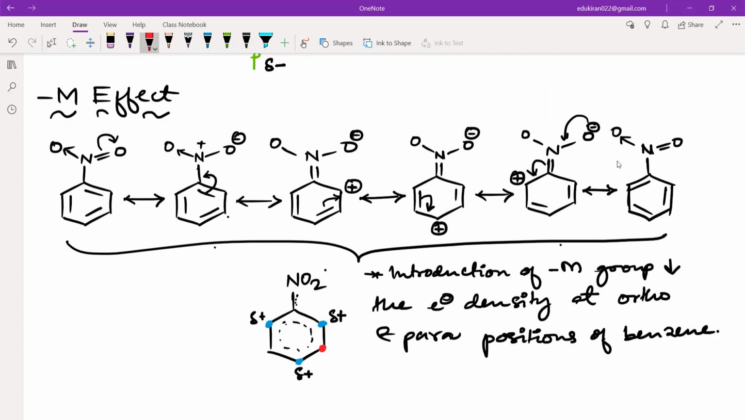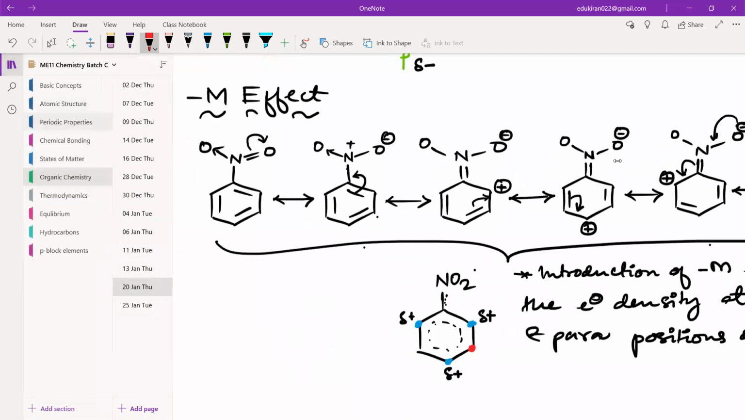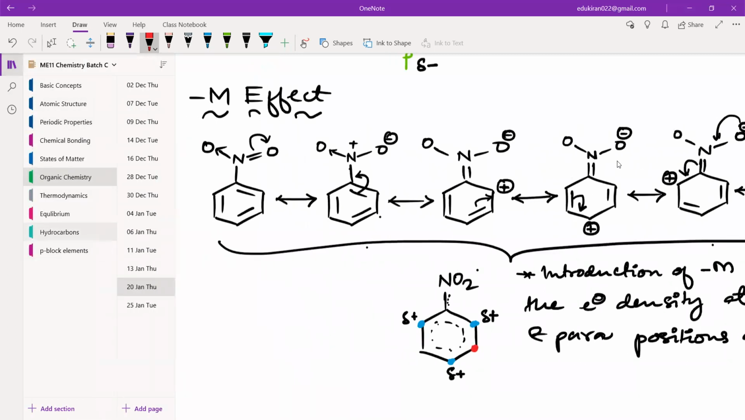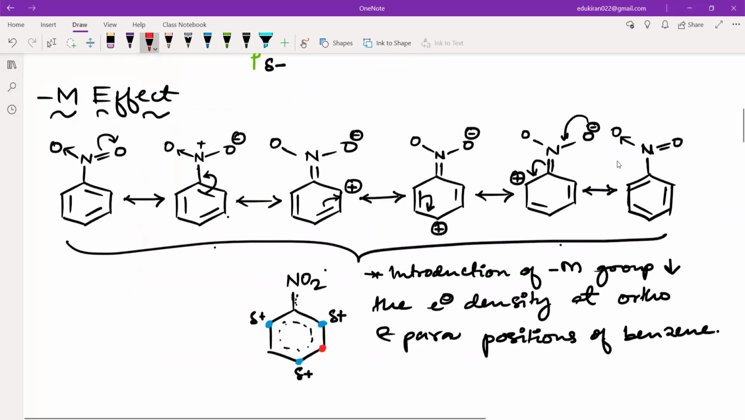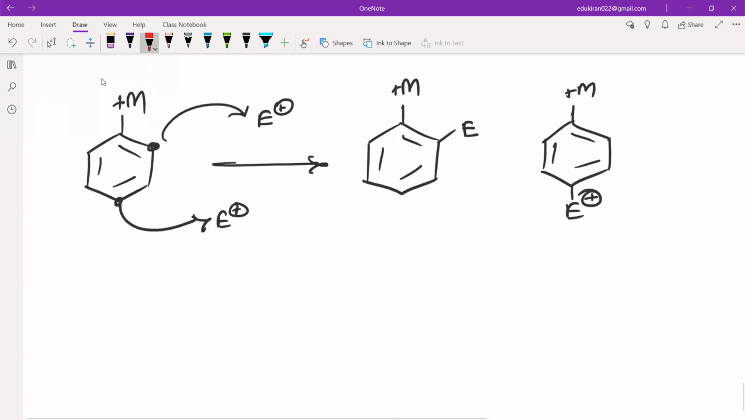So obviously, which position is going to attack here if it is minus M? Somebody turn their mic on. Meta position will attack. Very good. Meta position is going to attack.